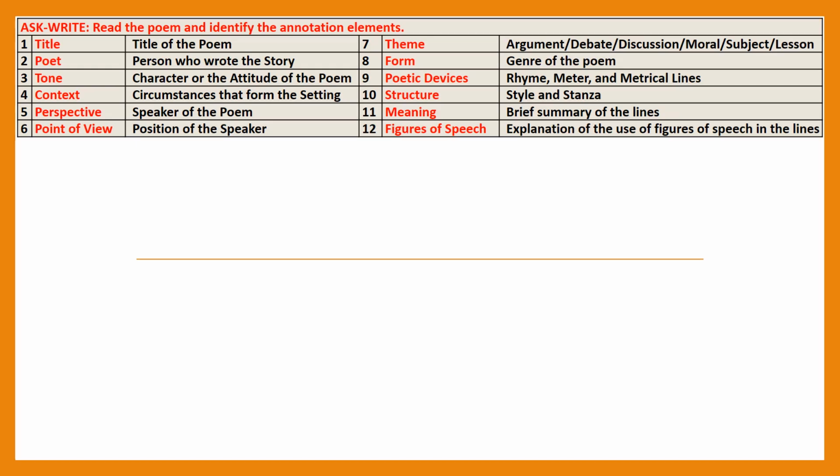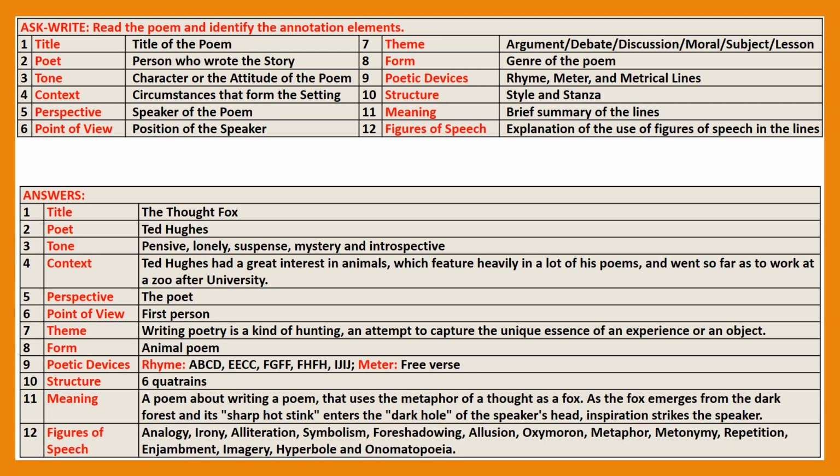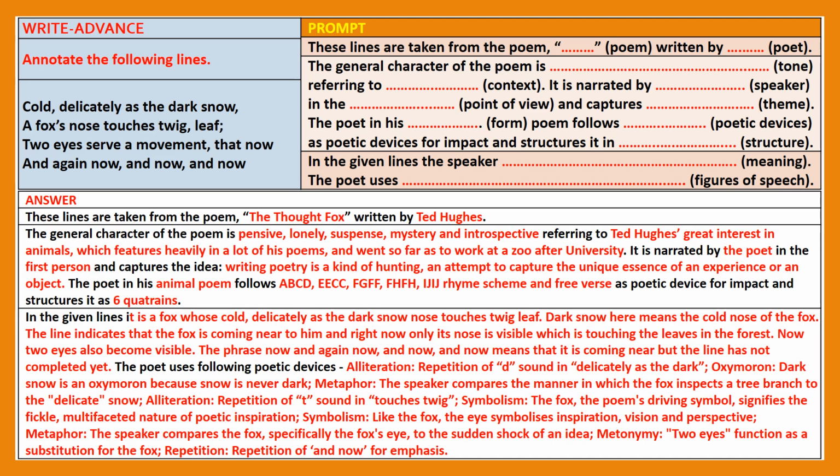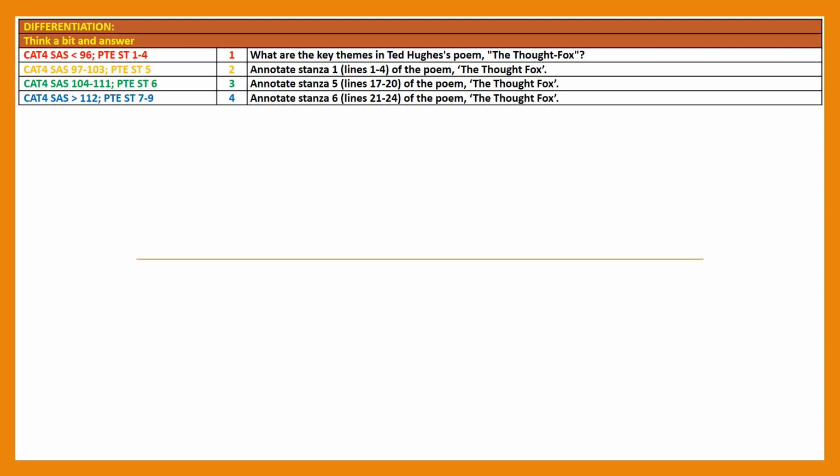Annotation of a poem involves a close and critical reading that helps readers to unpack the poem's layers of meaning and to appreciate its artistry. Annotation of a poem involves analyzing and explicating the various literary elements, including form, structure, language, themes, and context, to gain a deeper understanding of the poem's meaning and significance.